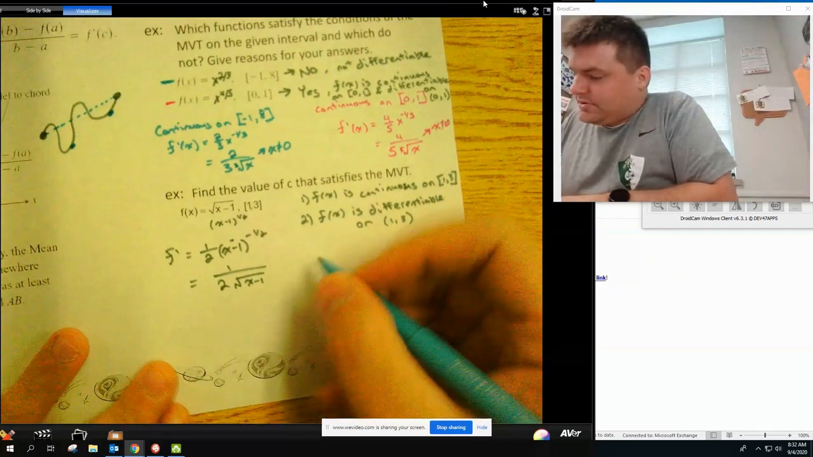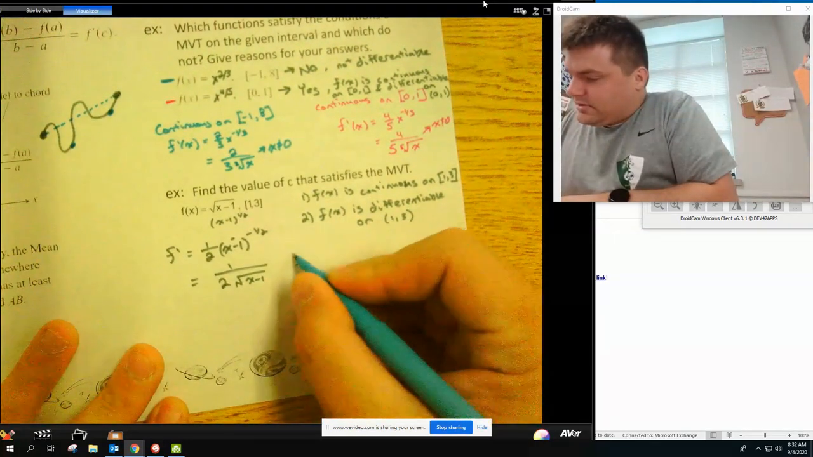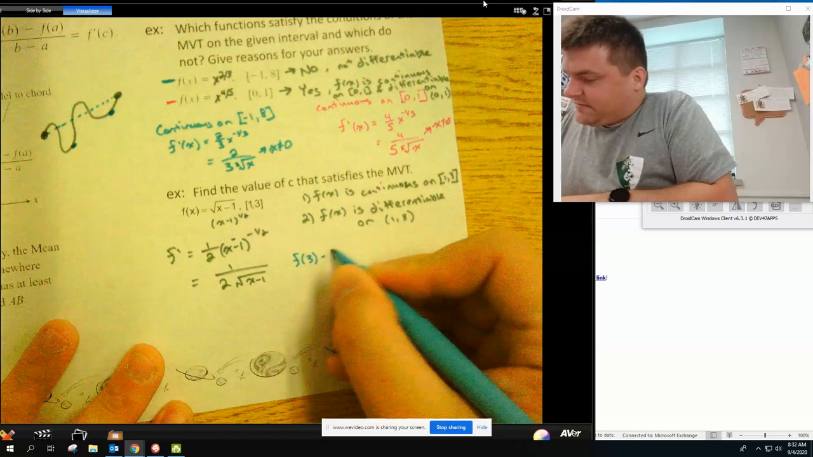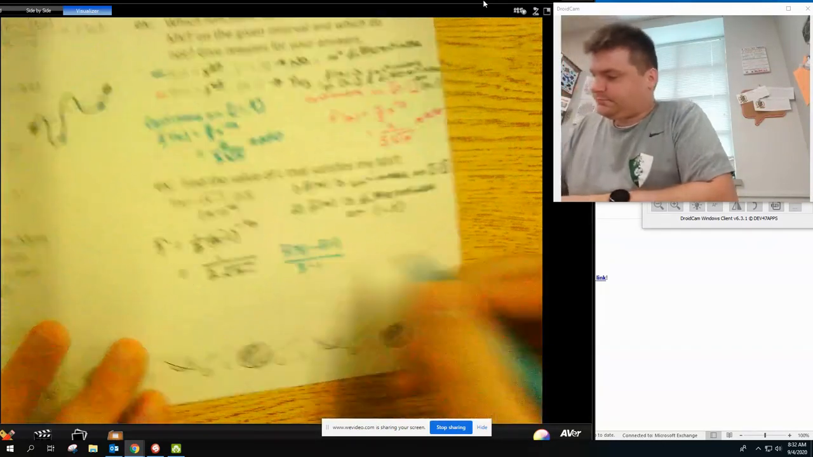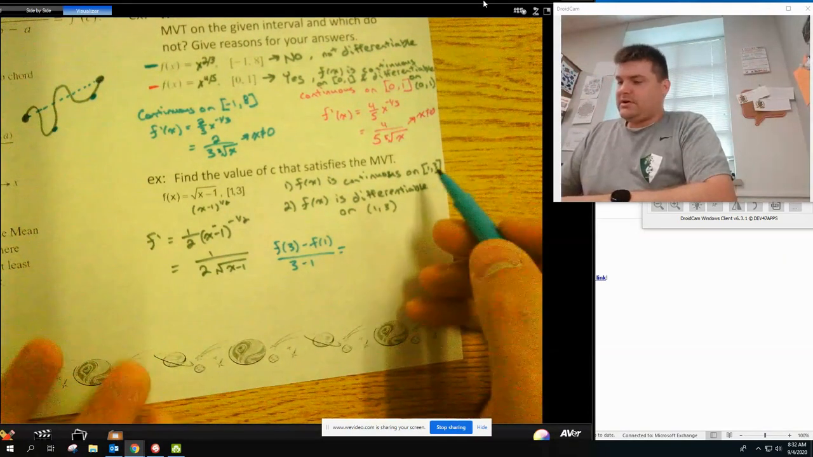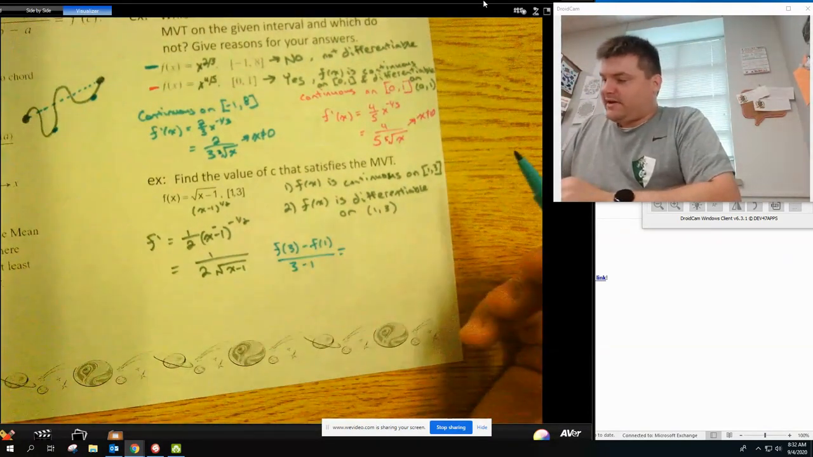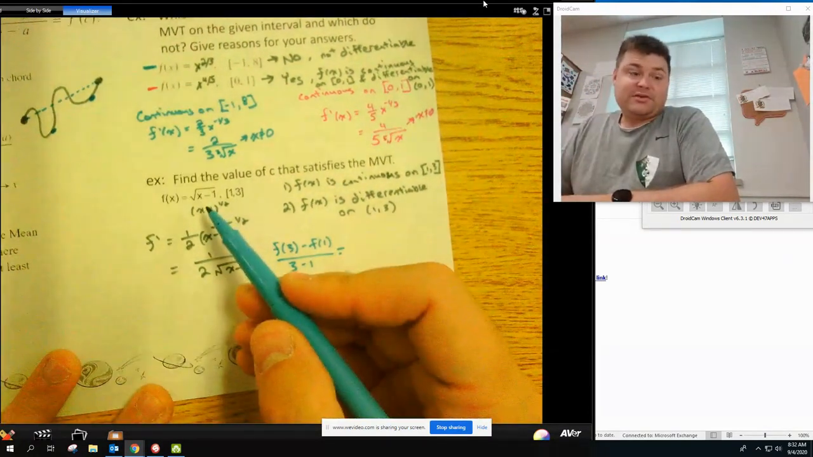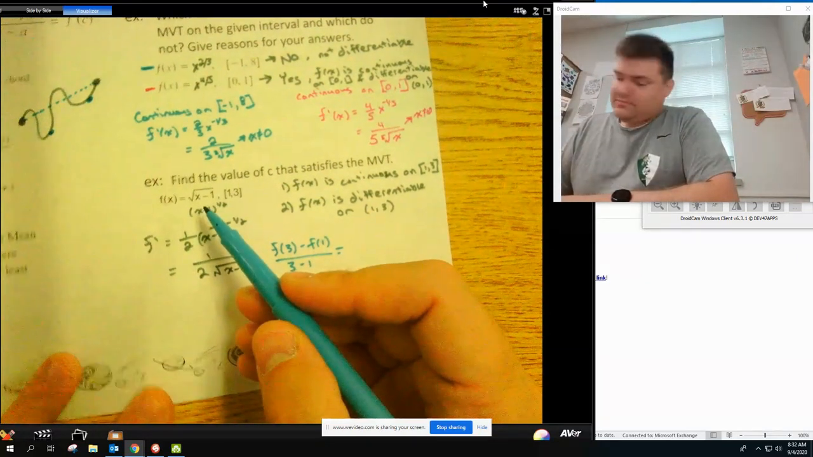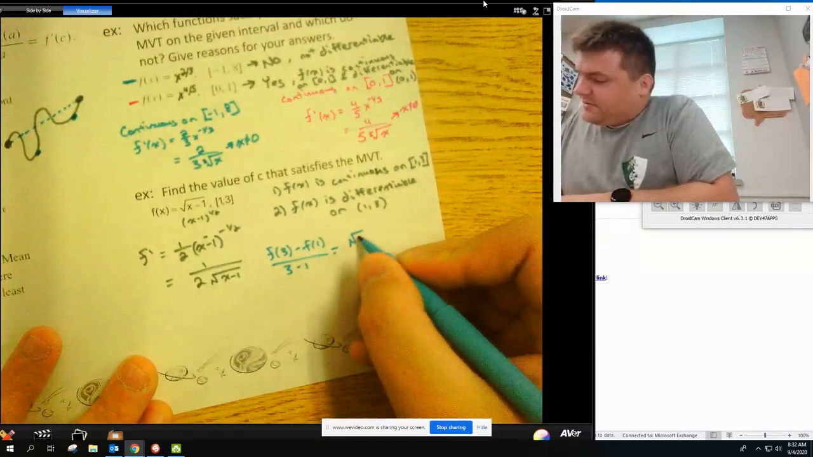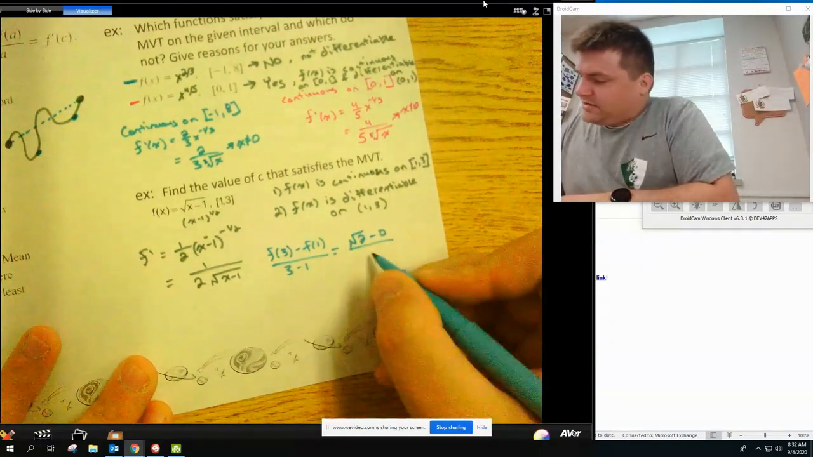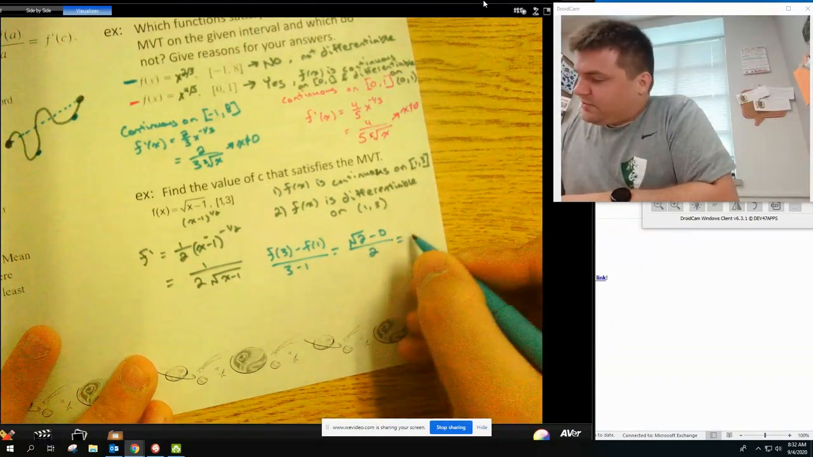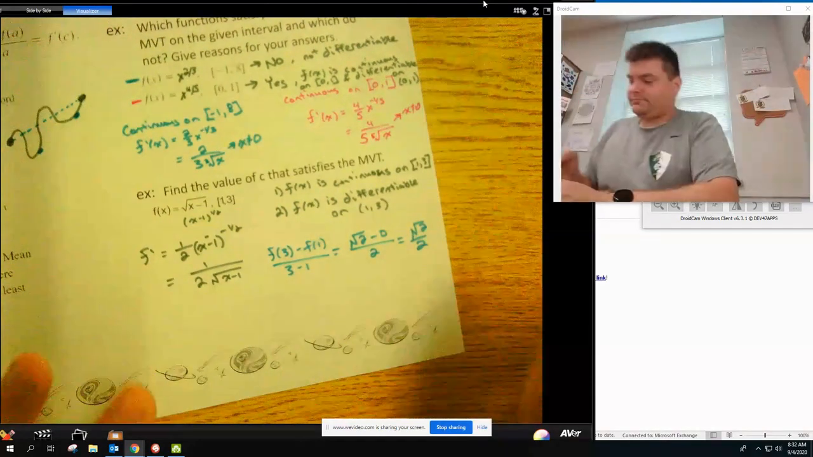So f of 3 minus f of 1 all over 3 minus 1. What does that equal? I plug in a 3 into the original, just making sure that I get everything right here. We get root 2 minus, plug in a 1, 0, all over 3 minus 1, which is 2. So this is going to give me root 2 over 2.